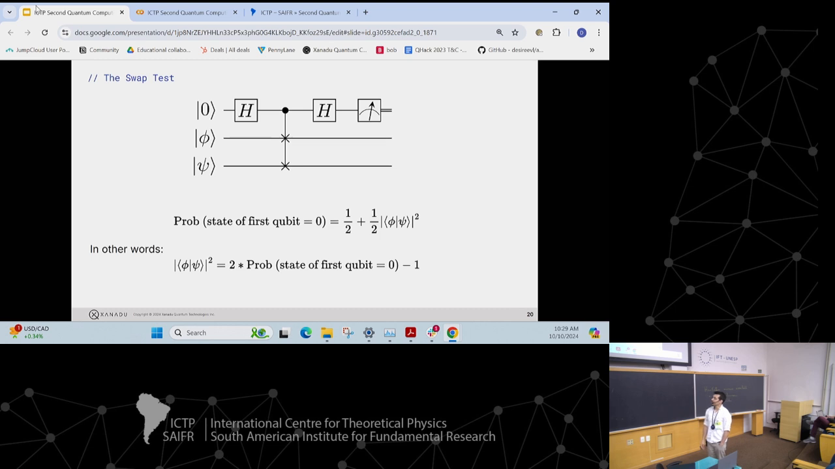One thing to keep in mind, and we'll see when we draw the circuit that we're going to make, is that here phi and psi are represented as a single wire. Typically, you need multiple qubits to represent that state. So we're going to see that you actually need several swap gates in practice.